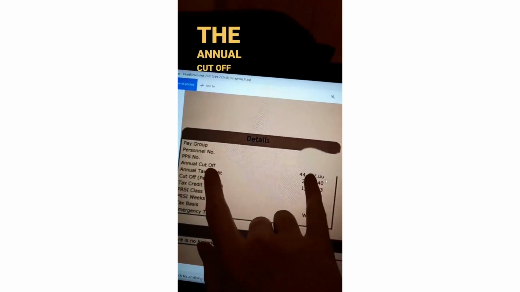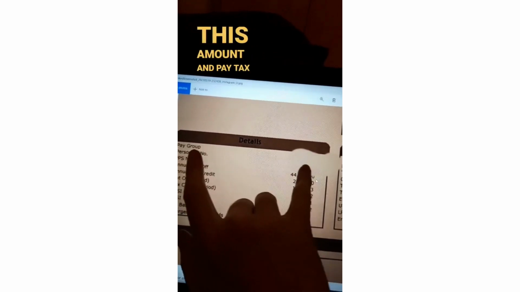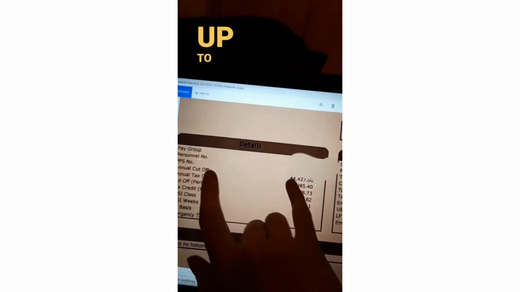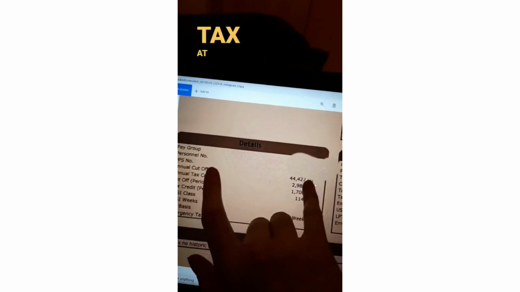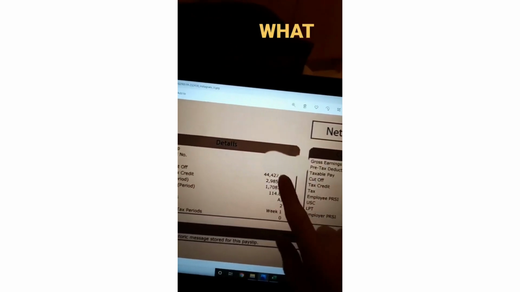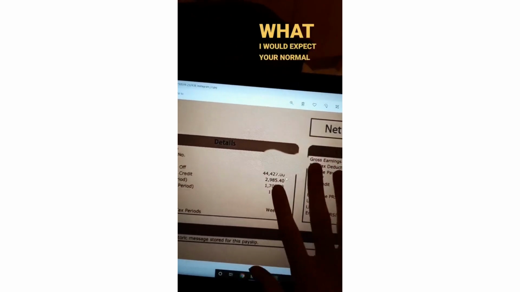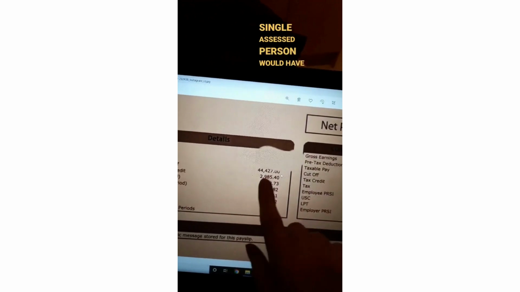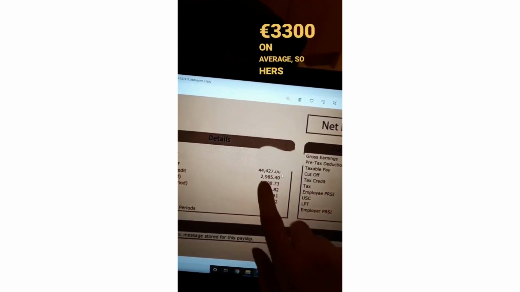So on the left, the annual cutoff, 44,000. So this person can earn up to this amount and pay tax at 20% up to this amount. Anything over that, she's paying tax at the higher rate. The annual tax credit, 2,985, and this is a small bit lower than what I would expect. Your normal single assessed person would have 3,300 on average, so hers is slightly lower because of the PUP.